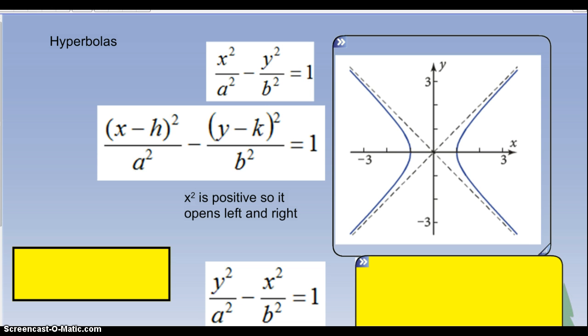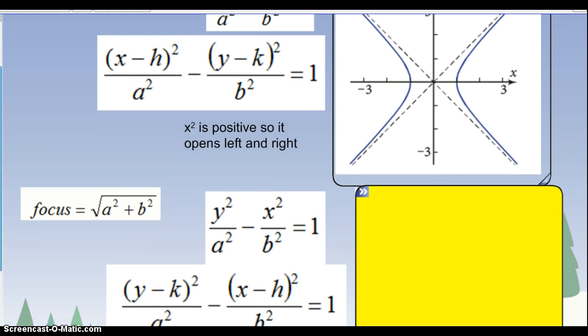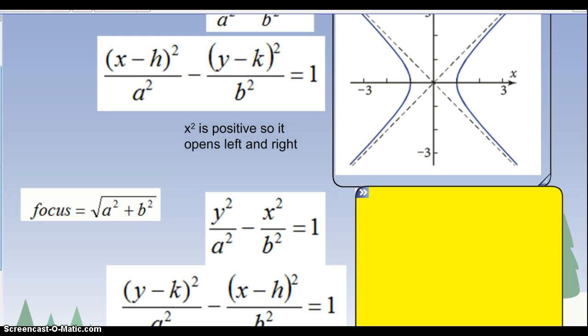If x is positive, we will see the axes showing up right on the x-axis. Okay? It opens to the right and left. Then we have our focus, which we will go through, and that is our a and b values. Those are underneath the denominator, and we say a squared plus b squared in this case.